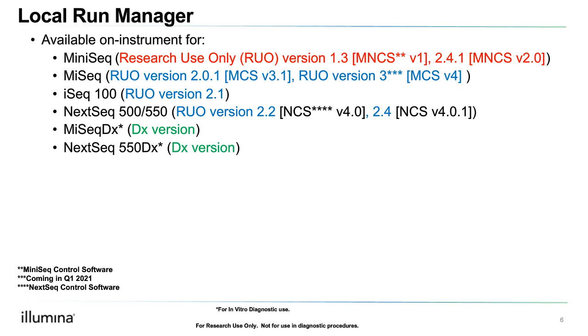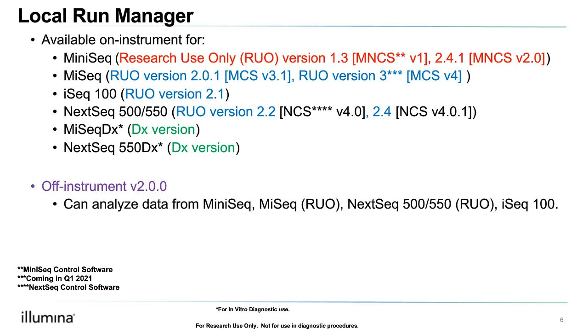Local Run Manager version 2 is also available for the NextSeq instrument. For the MiSeq DX and NextSeq DX, we have a different DX version, and we are not going to cover that today. We have a Local Run Manager off-instrument version as well. This is version 2, and you can use it to analyze the data from MiSeq, NextSeq 500, 550, and iSeq.